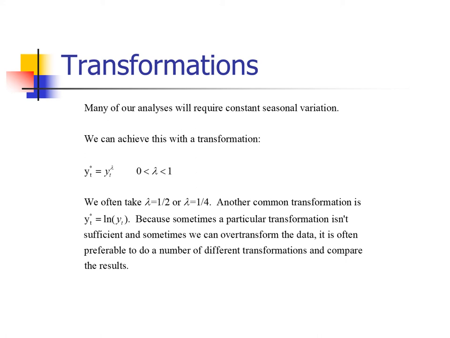Instead of the variable y, I use the variable y star, where y star is just my original variable y raised to some power lambda. Often we use a lambda of 1/2, so that's the square root, or a lambda of 1/4, that would be the quartic root. Although another very common transformation is just the log transformation. Again, we talked about this in 512. Sometimes a particular transformation isn't sufficient, doesn't get the job done. Sometimes it over transforms the data, like turning increasing variation into decreasing variation. The recommendation is to try a few, maybe all three of these. Try a square root, a quartic root, a log, and see which of these three seems to fix it the best.